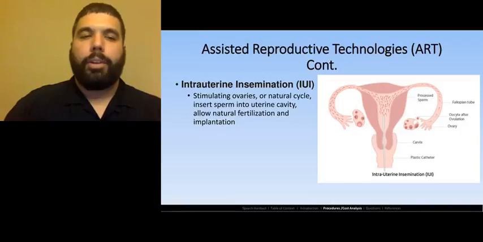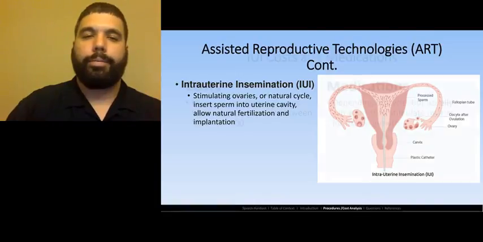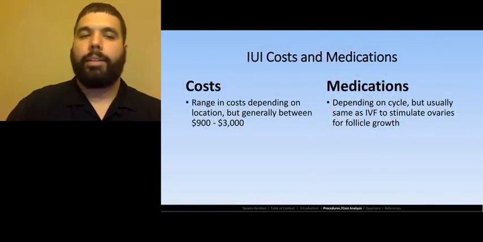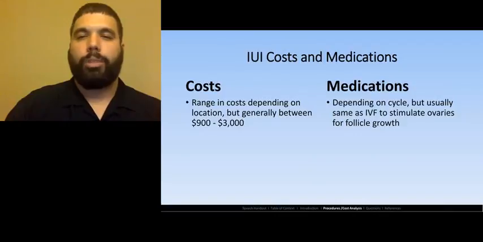Another procedure is known as IUI. This is when you stimulate the ovaries, you use the sperm, you wash it, and you retrieve the best sperm available, and then you reinsert it in the uterine cavity using a catheter. Then you hope for a natural fertilization and implantation. The cost range is between $900 to $3,000, including medication, blood work, and ultrasound.